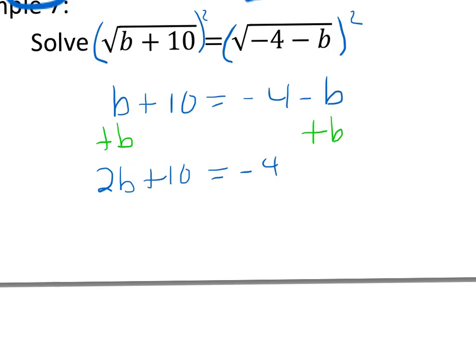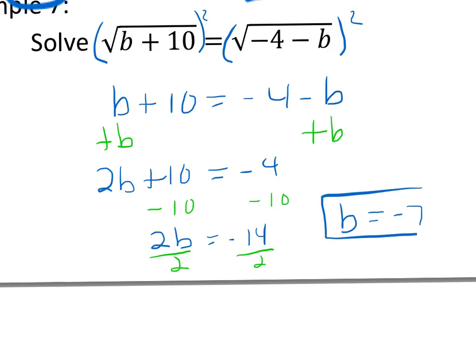Subtract 10 from both sides, which gives us 2b equals negative 14. Divide by 2, and then our final answer will be b equal to negative 7. And again, if you plug that in, you'll end up getting root 3 equals root 3, and that checks as well. All right, so this ends lesson 10.3, video part 2.